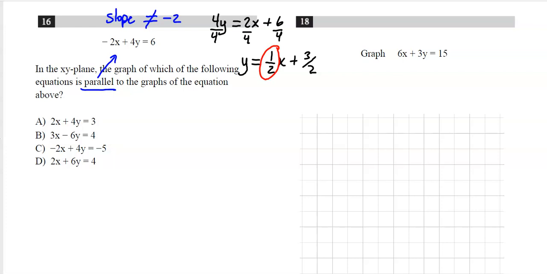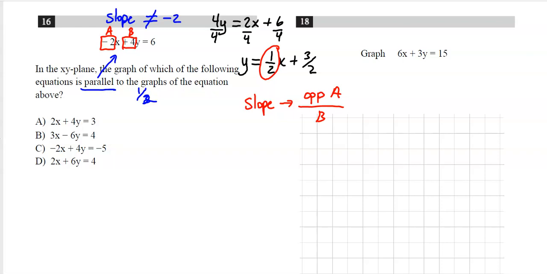Now, a couple times I've shown you guys that there's a shortcut. The slope is always the opposite of A over B. And in standard form, the number in front of the x is the A, and the number in front of the y is the B. So you're always doing the opposite of A over B. So anyway, parallel means a slope of 1/2. I'm looking through here to see if I can find anybody else with a slope of a half, then we're in good shape.